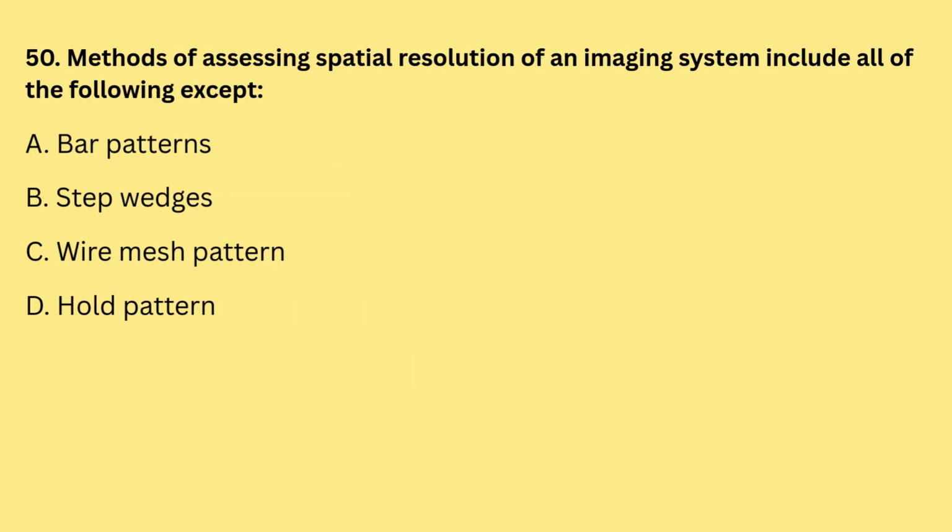Number 50. Methods of assessing spatial resolution of an imaging system include all of the following except A. Bar patterns, B. Step wedges, C. Wire mesh pattern, D. Hole pattern. Answer is A, bar pattern.